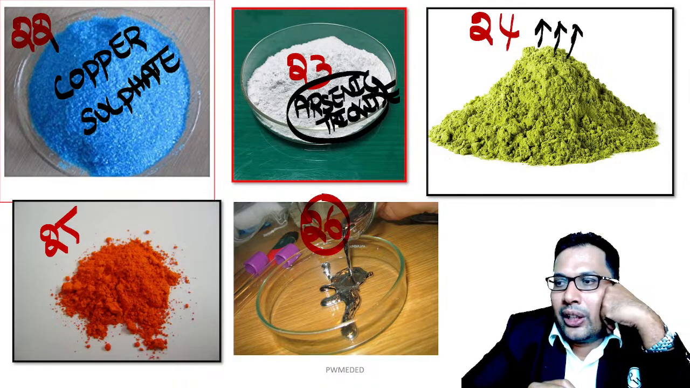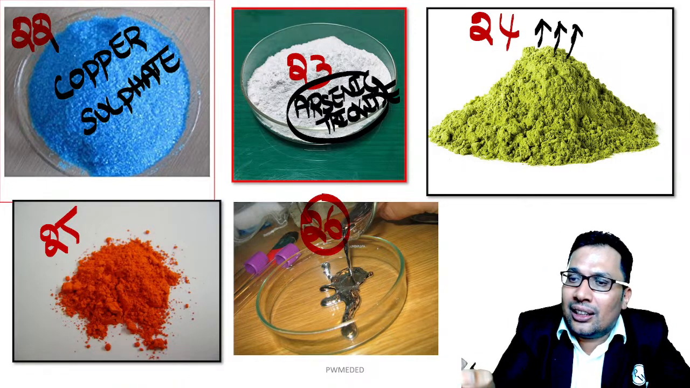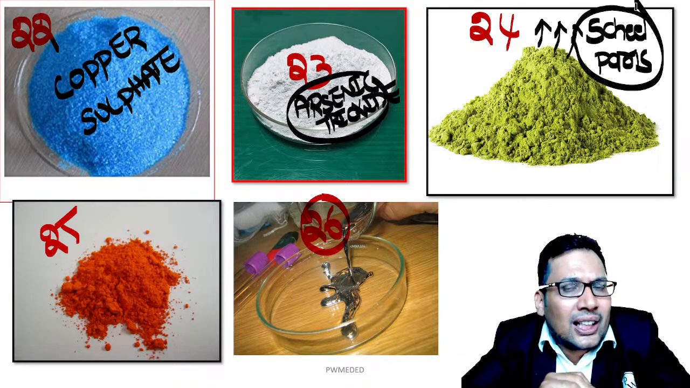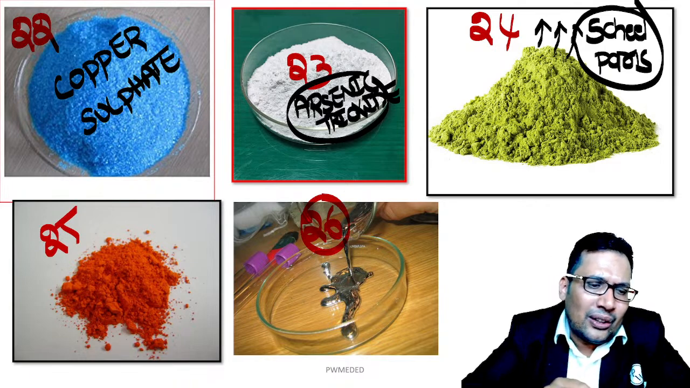23 is done, 24? A mixture of copper and arsenic: Scheele's green, Paris green. So this is Scheele's green. Scheele's green and Paris green are arsenic and copper containing insecticides. They are coloring agents also. Now 25.